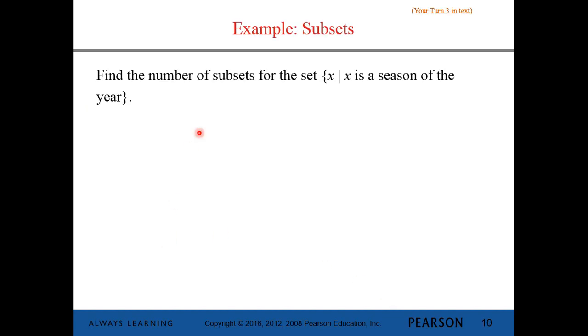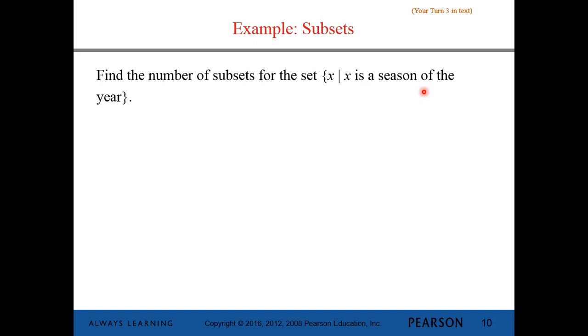Now if we look at this and find the number of subsets for the set X, such that X is a season of the year, how many seasons of the year are there? There are 4 distinct seasons: fall, winter, spring, and summer. So if we take our formula 2 to the k, where k is equal to 4, we get 16. So there are 16 different subsets, ranging from all 4 to none of them.